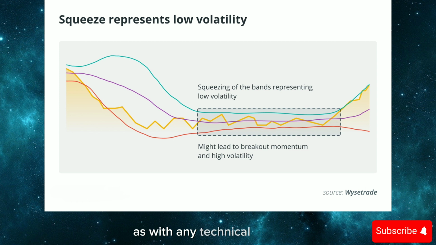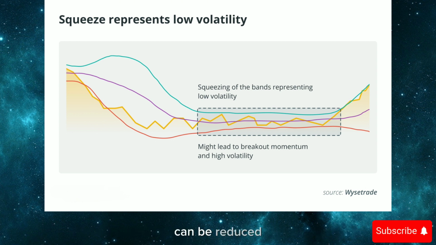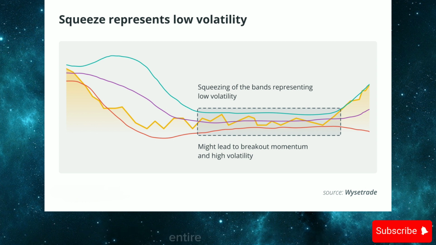Risk management strategies when using Bollinger Bands. As with any technical indicator, Bollinger Bands must be used by cryptocurrency traders in conjunction with thorough risk management and analysis. To reduce possible losses in the event that transactions go against them, traders should set up explicit stop-loss orders. Position sizing is also essential. To avoid overexposure, traders should also allocate a certain amount of their cash to each trade. Moreover, risk can be reduced by diversifying among different cryptocurrencies and limiting the percentage of one's entire capital that can be lost in a single trade.